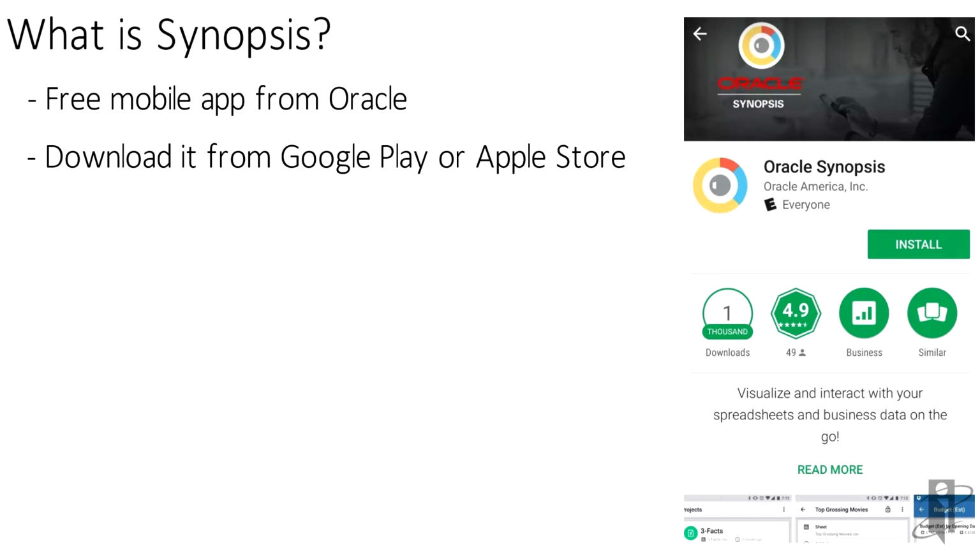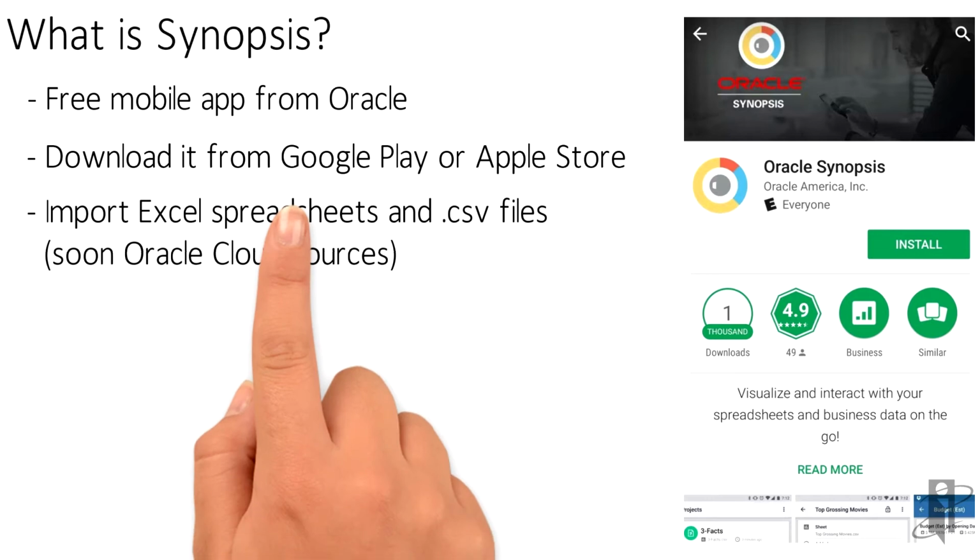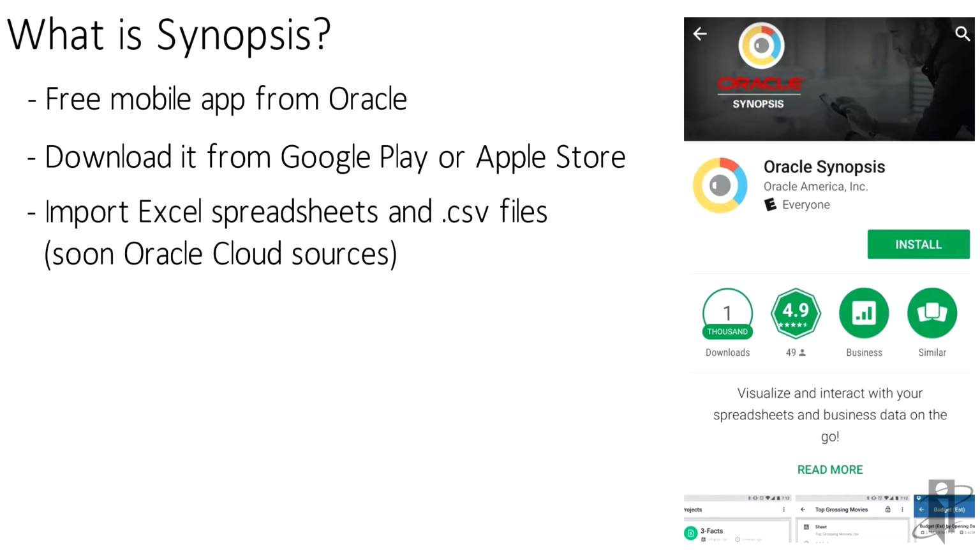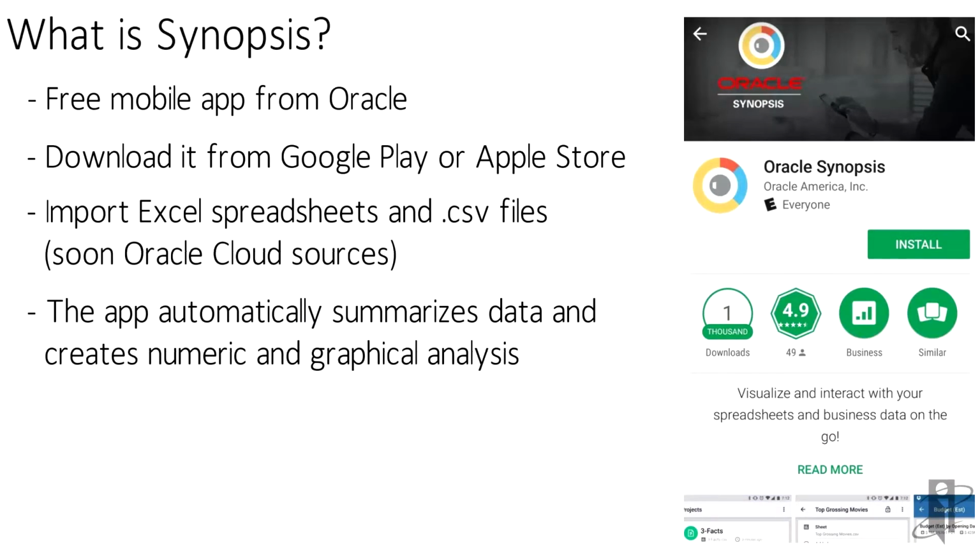Once you have Synopsis on your mobile device, you can use it to import spreadsheets and CSV files, and eventually Oracle Cloud data sources as well. As long as the spreadsheet format follows some simple guidelines, the app will automatically create multiple ways to analyze the data, including some pretty cool graphics. The content is shareable. You can email individual charts or share an entire analysis.